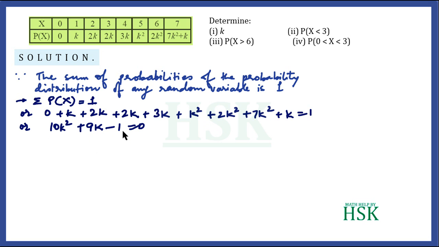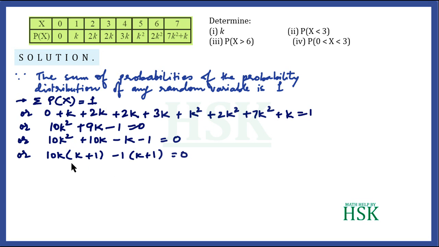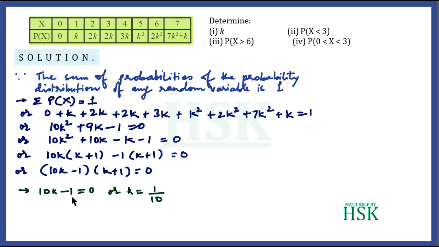Now this is a quadratic equation, so we are going to factorize it. To factorize it, I write 9k as equal to 10k minus k, and all the other terms as they are. We take 10k common from these two terms and minus 1 common from these two terms. So this would be equal to (10k minus 1)(k plus 1) is equal to 0. So this gives 10k minus 1 is equal to 0, or k is equal to 1 by 10, or k plus 1 is equal to 0, or k is equal to minus 1.